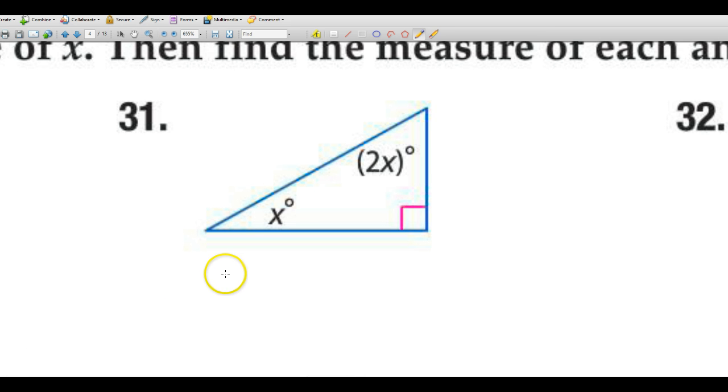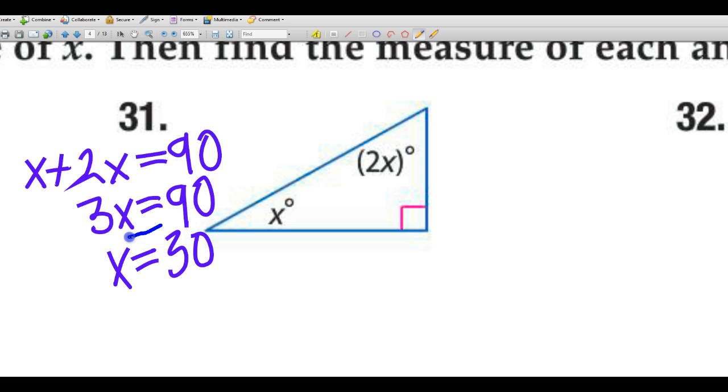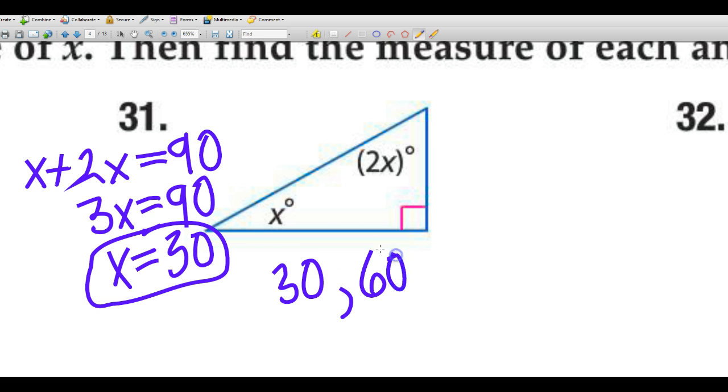For number 31, to find x, we need an equation. We have a right triangle, so our acute angles must be complementary. So our two angles here, x and 2x, must add up to 90. So if 3x is equal to 90, x is equal to 30, so our variable x is 30. We substitute that back in to get our angle measures. So our angle measures would be x, which is just 30, and 2 times x, so 2 times 30, which is 60.